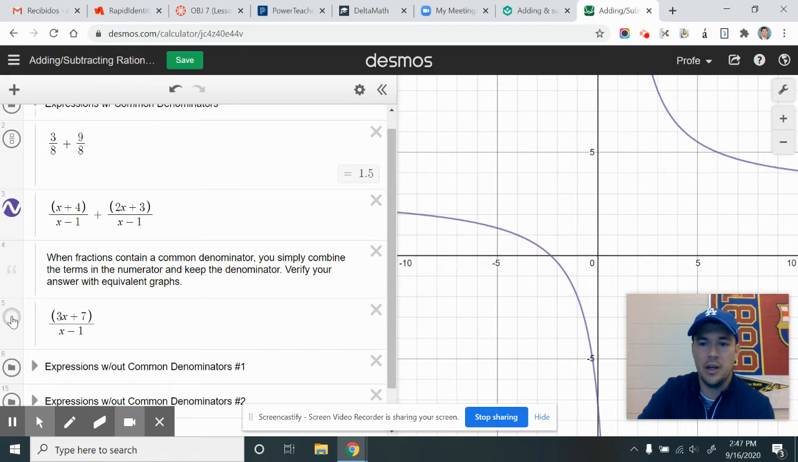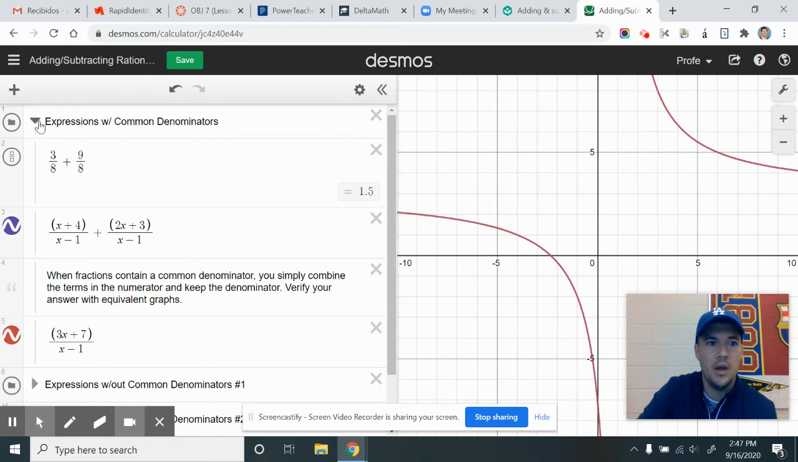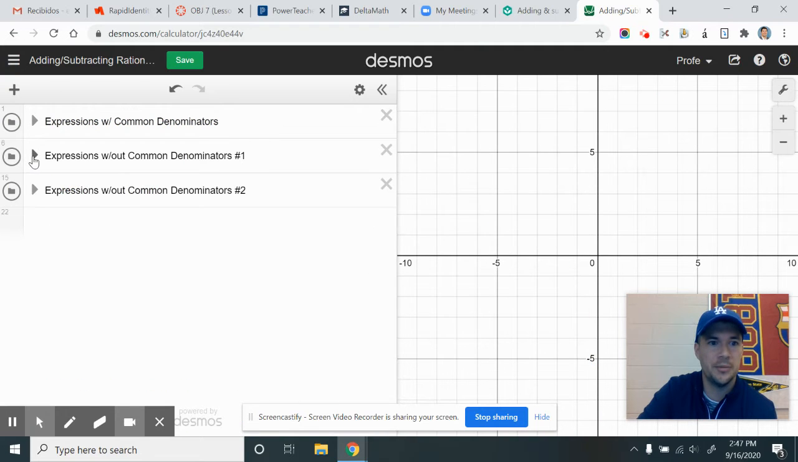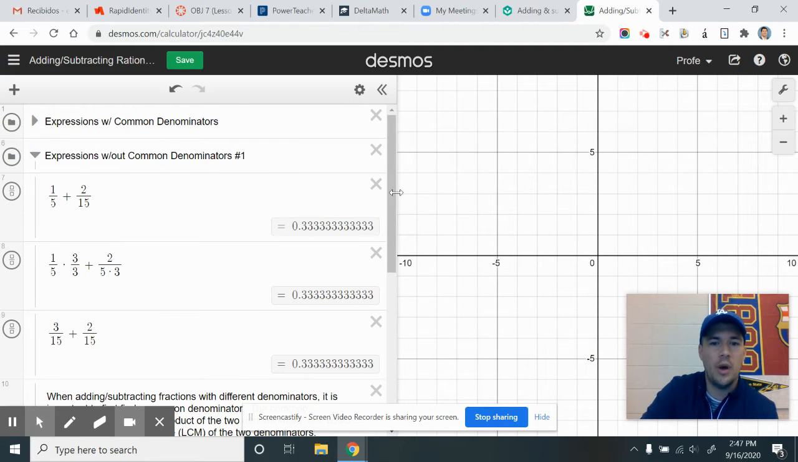And I'm always checking equivalent expressions to give me equivalent graphs. And that's that. That is really all there is to combining when you have a common denominator. All right, works for addition and for subtraction. What about when we don't have a common denominator?